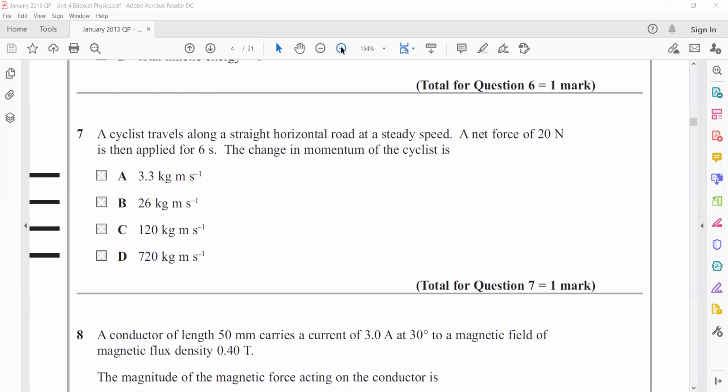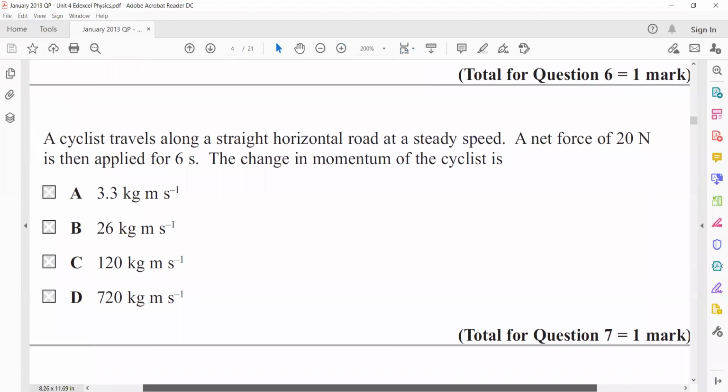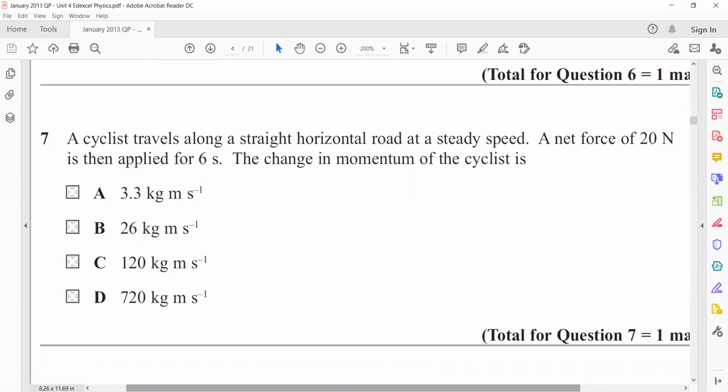Question 7. A cyclist travels along a straight horizontal road at a steady speed. A net force of 20 Newton is applied for 6 seconds. The change in momentum is... what could be the change in the momentum? Impulse.